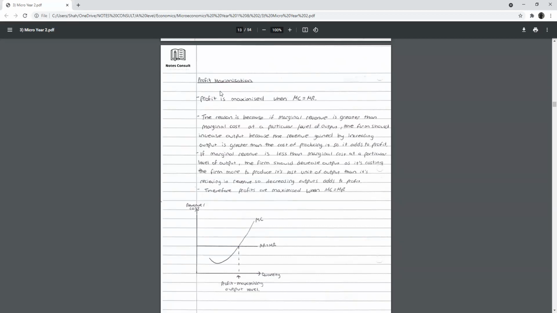Let's look at profit maximization now. So profit is maximized when marginal cost is equal to marginal revenue. Okay. How do I explain this? So we have the profit formula, right? Which was what? Total revenue minus total cost, isn't it?